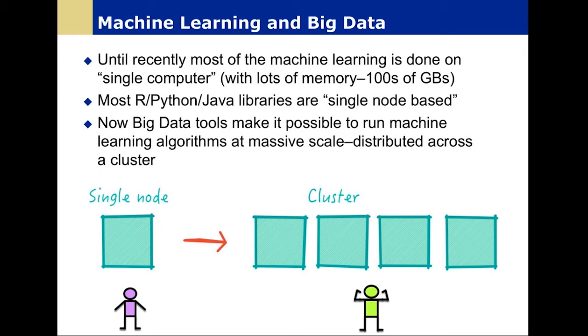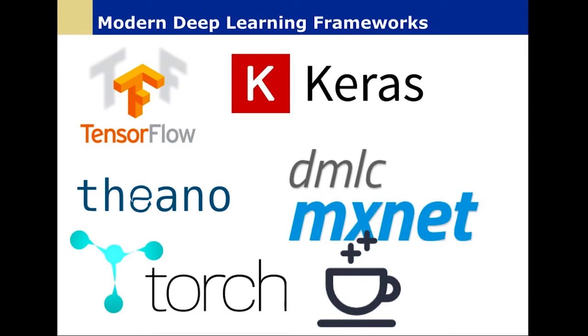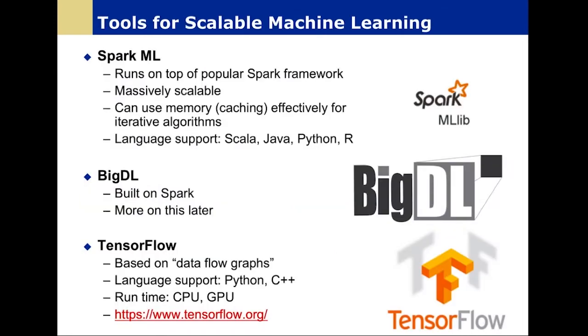In the past, a lot of machine learning was done on a single computer with a lot of memory. In fact, a lot of machine learning libraries and deep learning libraries are basically single node based. They do not easily allow us to extend our workload into a cluster. However, big data tools we have today like Hadoop, Spark, etc. allow us to do machine learning algorithms at scale, distributed across the cluster. Now, you're probably familiar with a number of the modern deep learning frameworks that we have: TensorFlow, Keras, Theano, etc. So this is part of the modern ecosystem we have in deep learning.